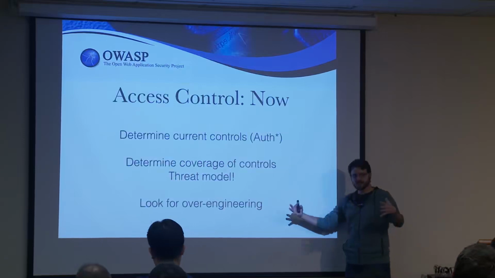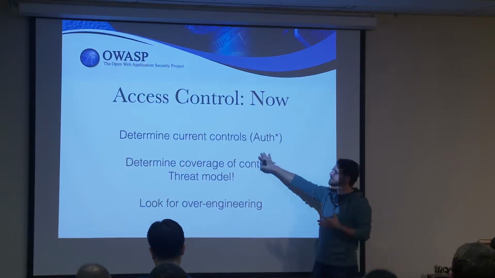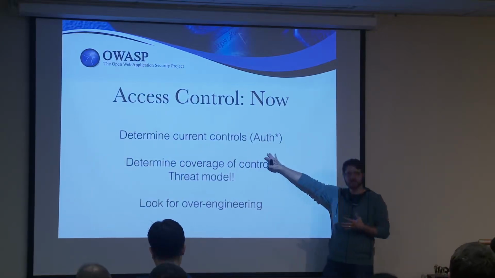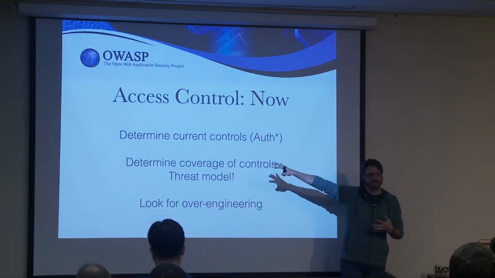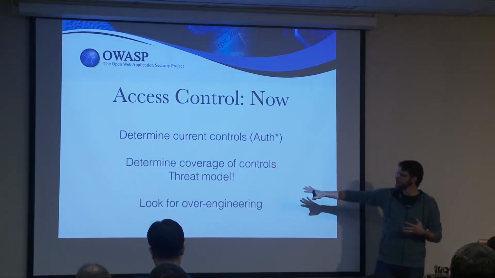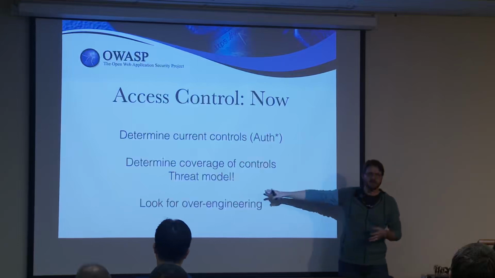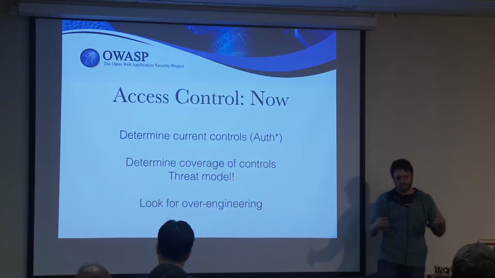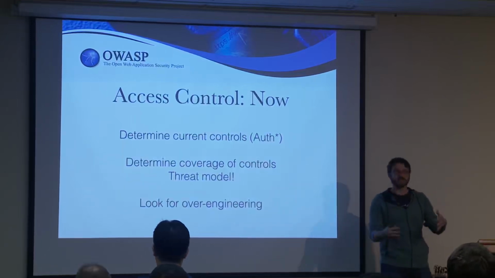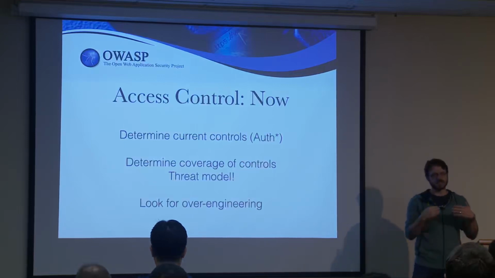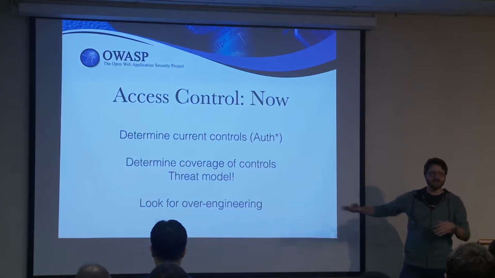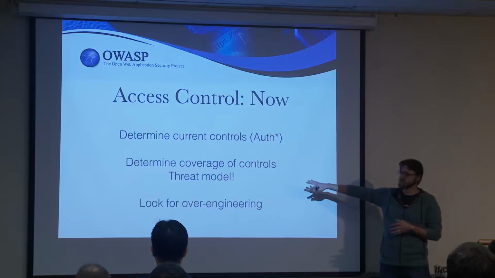I mentioned, working from the outside in, you kind of determine the different access controls that you already have, authentication and authorization. You need to determine the coverage of those. That threat model will help with that. And you need to be sure that you're protecting things adequately and not doing any more than that. Remember the idea of simplicity in all this?